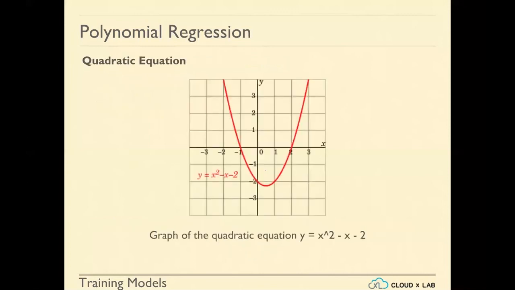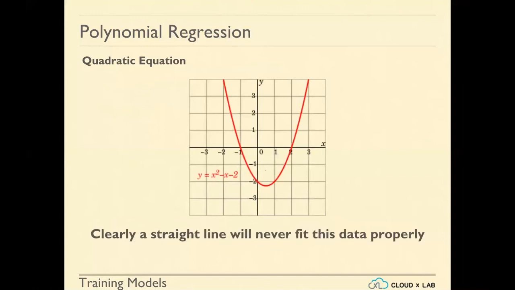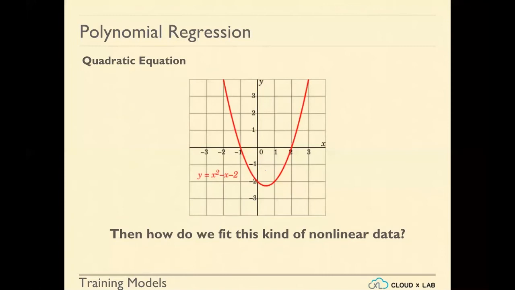Okay, so a quadratic equation is something like this. Here we have a graph of a quadratic equation, which is y equals x squared minus x minus 2. And clearly, a straight line will never fit this data properly. So you will not be able to fit a straight line to this data. So how do we fit this kind of nonlinear data? How do we do the prediction on this kind of data?